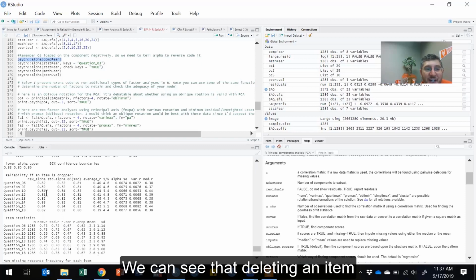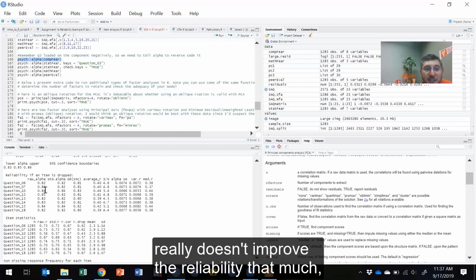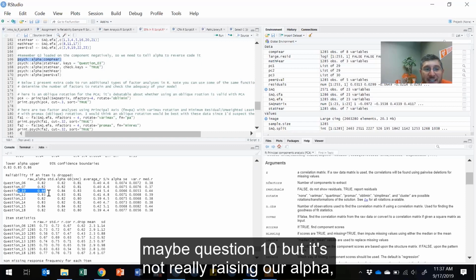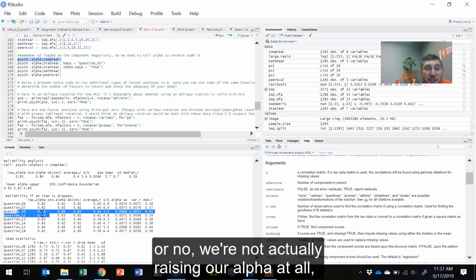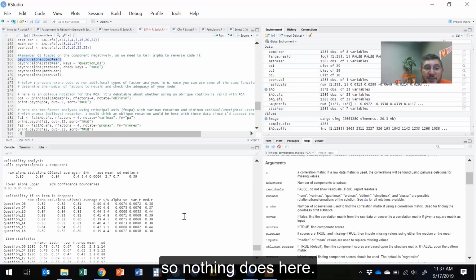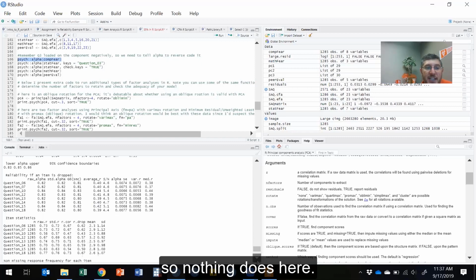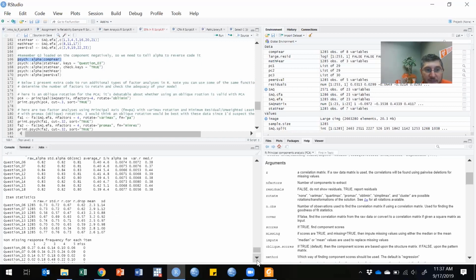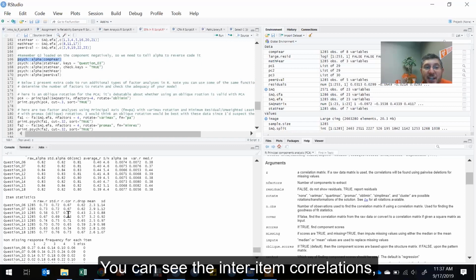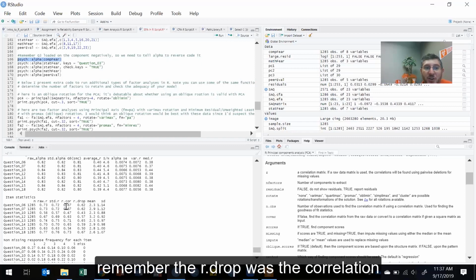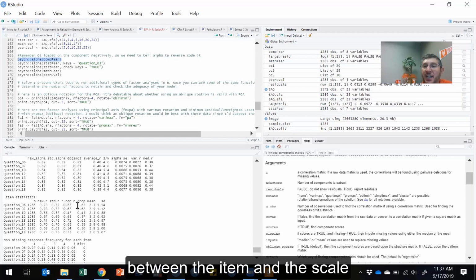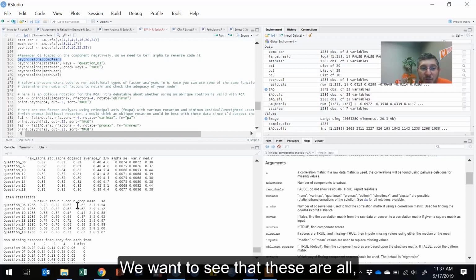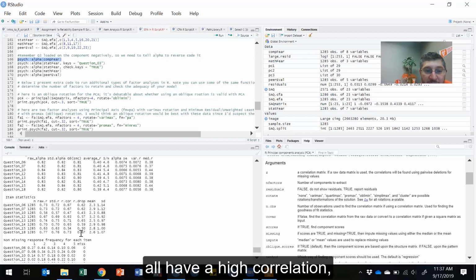We can see that deleting an item really doesn't improve the reliability that much. Maybe question 10, but it's only raising our alpha... well, no, it doesn't actually raise our raw alpha at all, so nothing does here. You can see the inner item correlations, or remember the R drop was the correlation between the item and the scale with that item removed from the scale. We want to see that these all have a high correlation.